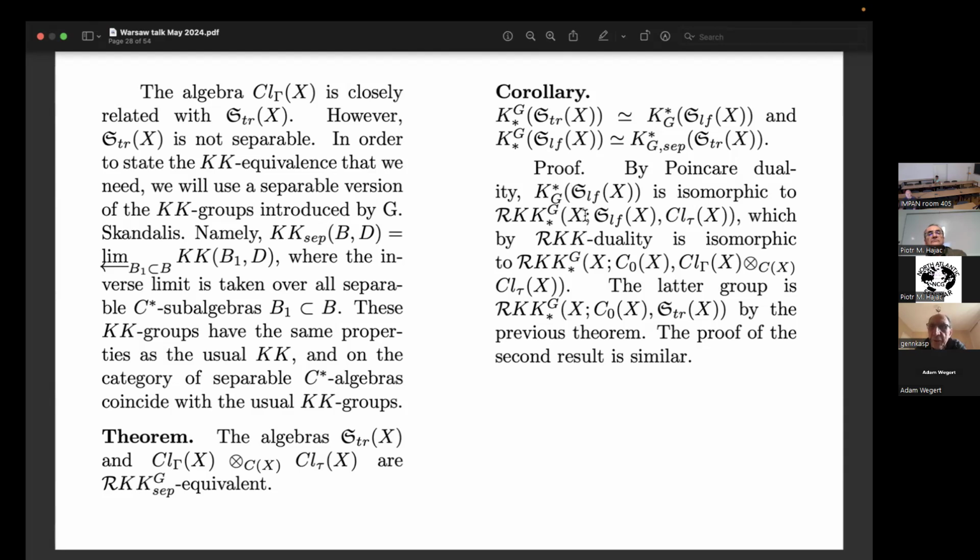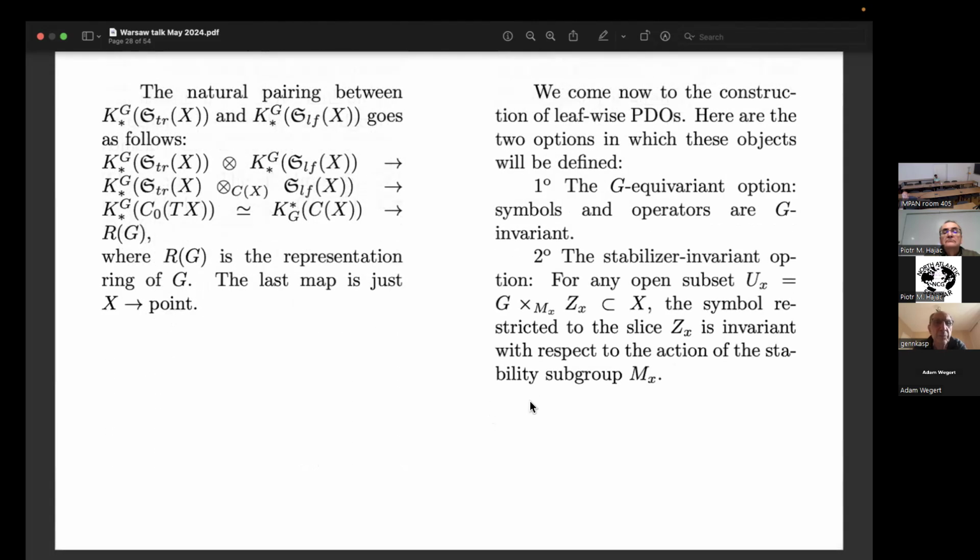Okay, so this argument is pretty simple, and you use just K-duality, and then you use this last theorem, and then you get the result. And the second isomorphism is pretty similar. So this is a kind of nice statement that the two algebras are, in a sense, completely dual. And we can also specify precisely the pairing between the two things, and it is quite natural.